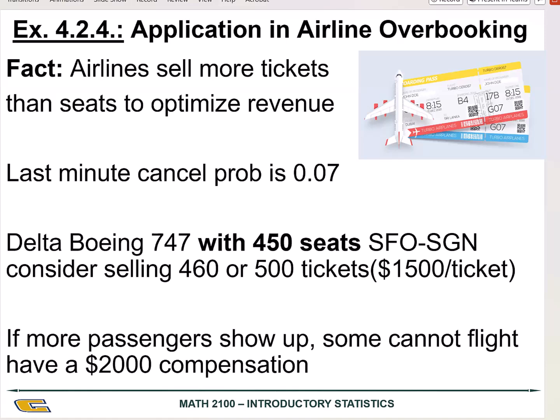So you see, you understand the process, right? So basically this is a business here, okay? They only have 456 seats, but they do sell 460 to 500 tickets, okay? For example, 1,000. If we have $1,500 per ticket, but if more passengers show up, some cannot fly, and the one who cannot fly gets a refund and some compensation, right? Compensation.